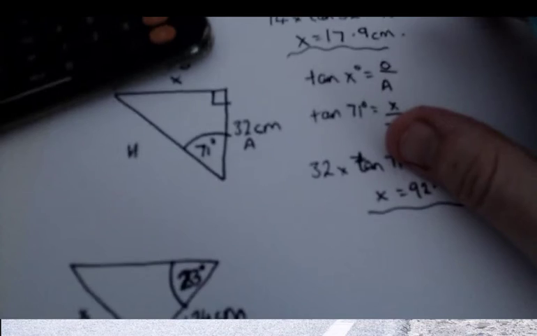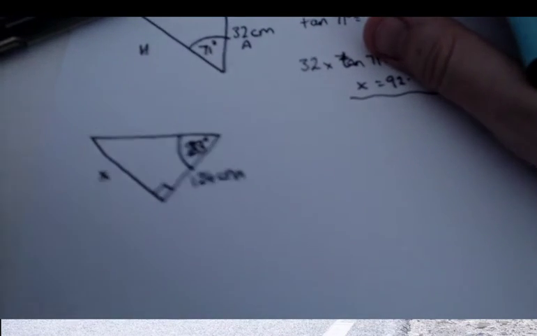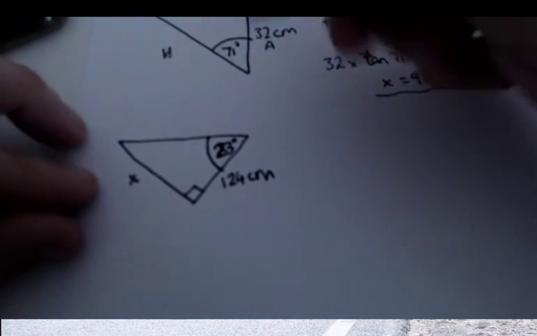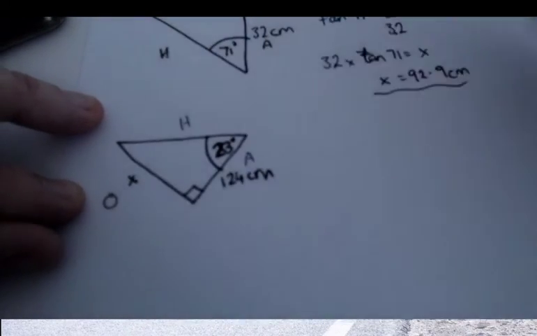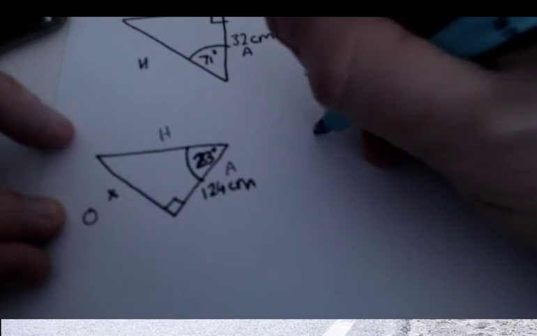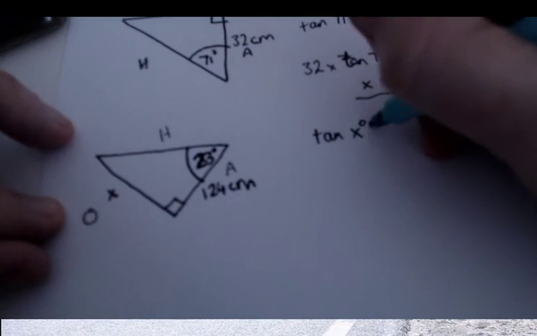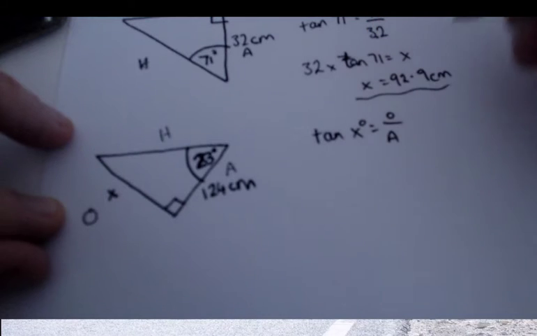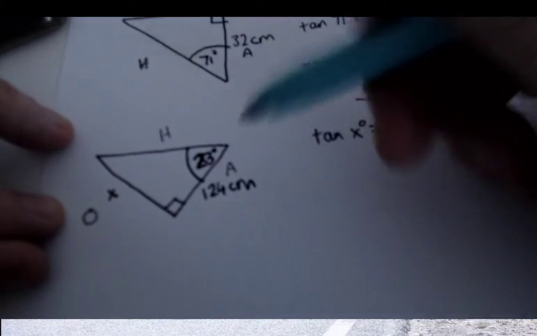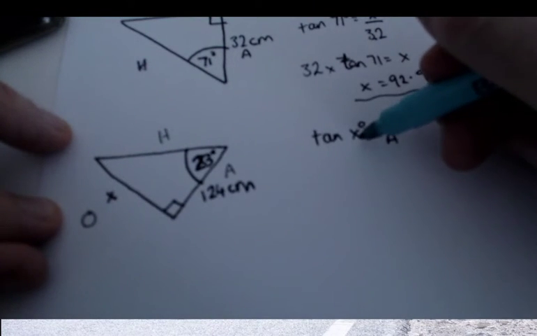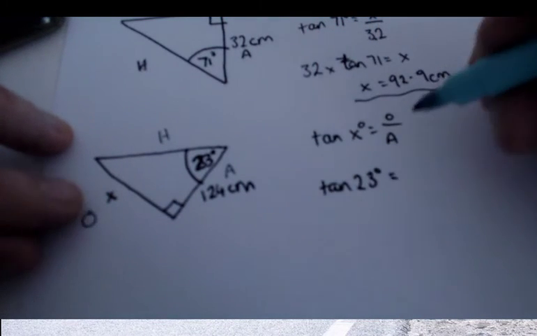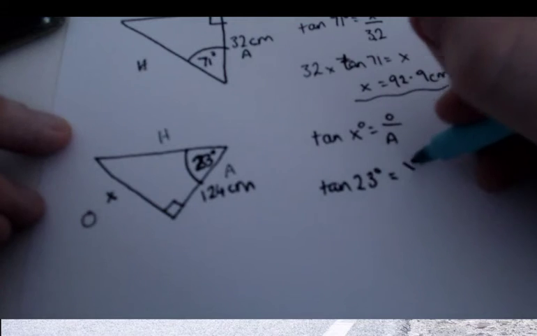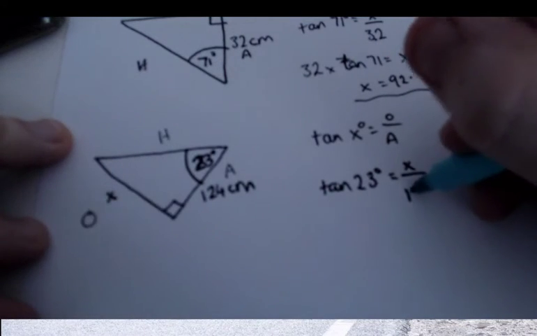Last example. Again, start by labelling the sides. So this is 23, so I've got opposite, hypotenuse, adjacent. Next step, write out the rule. Tan x is opposite over adjacent. Next step, fill in the numbers. Remember, the angle goes there. Tan 23 equals the opposite side, which is called x, over the adjacent, which is 124.